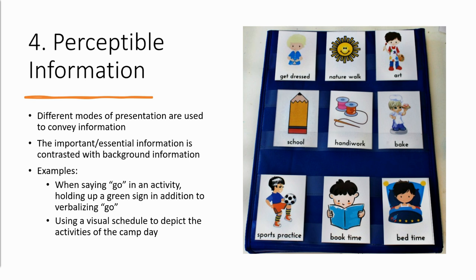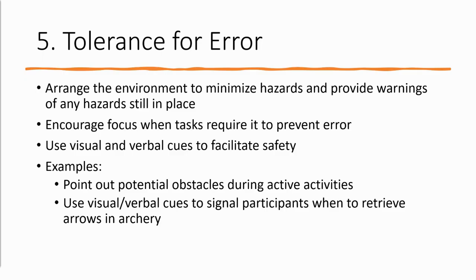So some examples is if playing, for example, red light, green light, when you say go, you also hold up a green sign to give that extra input to make the activity easier to follow. Another good method is providing a visual schedule rather than just listing out what you're going to be doing that day. A visual schedule will help all children understand what the day looks like and feel that it's structured and have a sense of comfort from that.